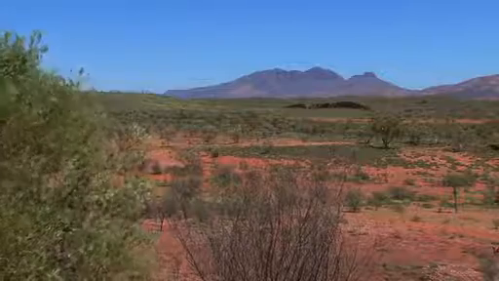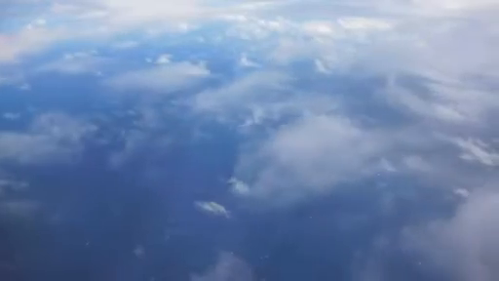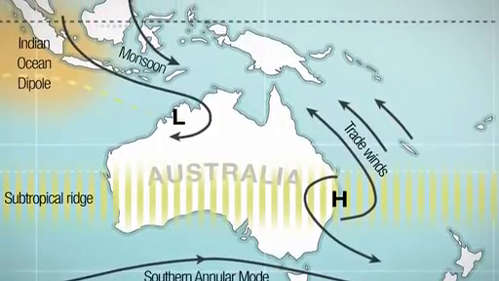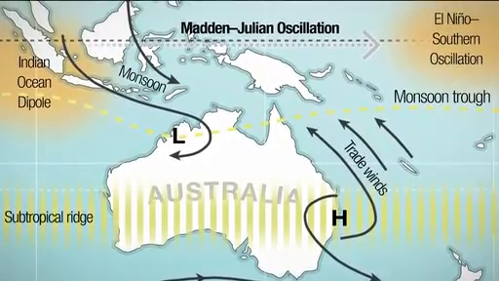Australia's highly variable climate is influenced by the broad patterns in the oceans around it and the atmosphere above it. Some of these patterns are not only more obvious than others, but also predictable. We call these our climate drivers.